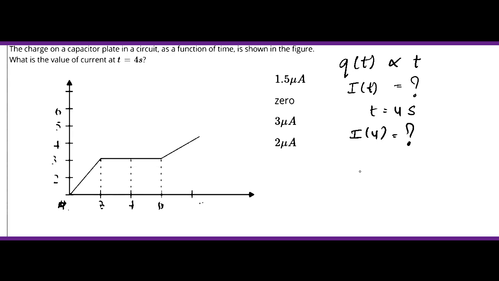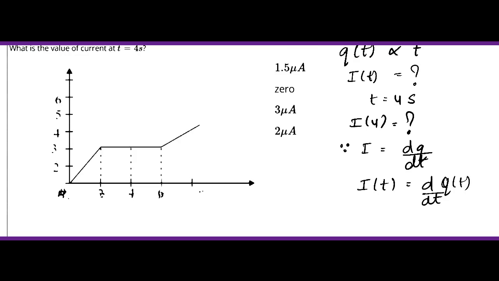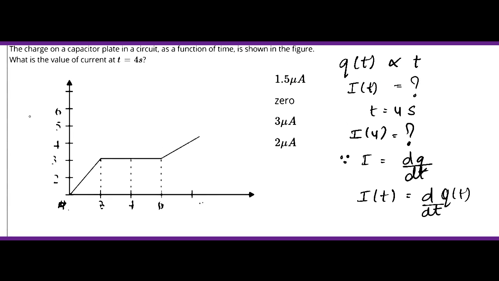Since we have current equal to dq by dt, that is the relation. As a function of t, we could write this as dq of t by dt. From here, this figure shows charge q of t in microcoulomb and t in seconds. So from this figure, we have to find it at t equal to 4 seconds. So t equal to 4 seconds is here.